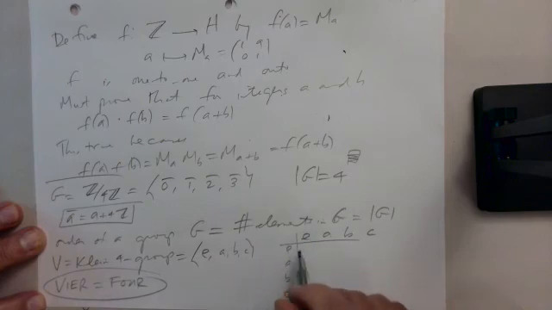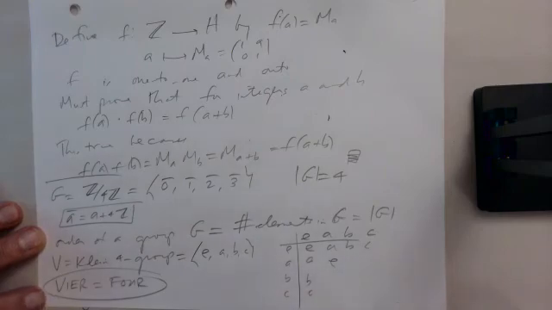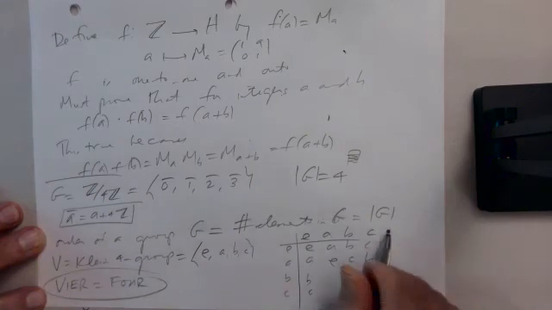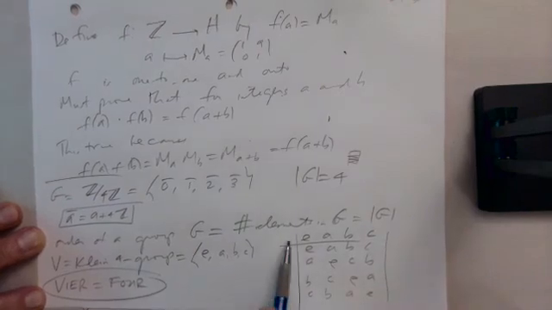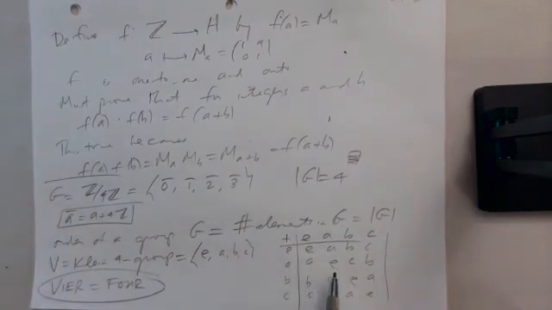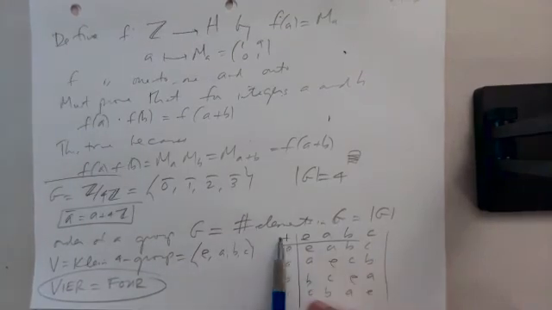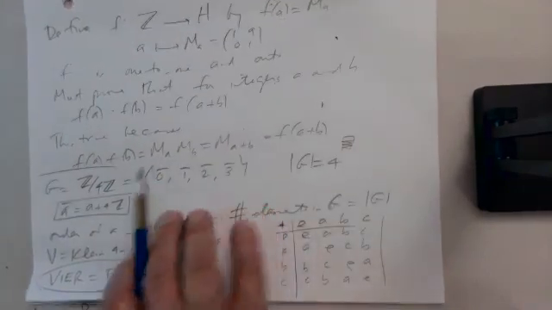E, A, B, C, E, A, B, C. So E is the identity under addition. So this is E. And anything you add to itself gives the identity. And A plus B is C, A plus C is B, B plus A is C, B plus C is A, C plus A is B, C plus B is A. It turns out with this binary operation, it doesn't really matter whether you write it as addition or multiplication. Maybe I'll write it as multiplication.